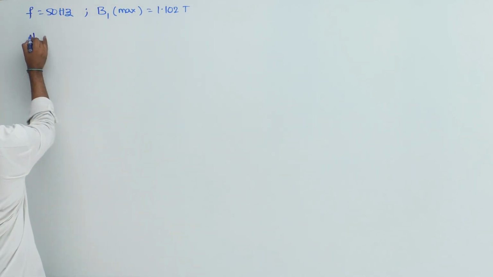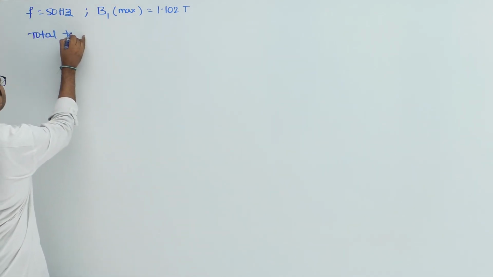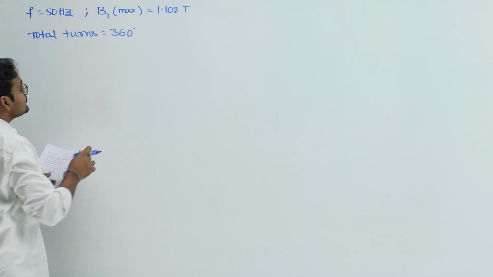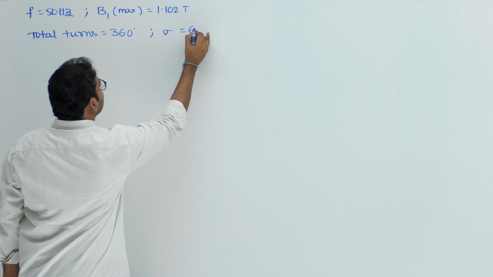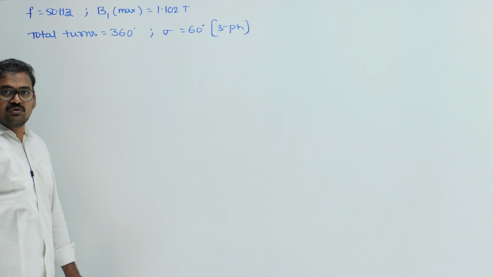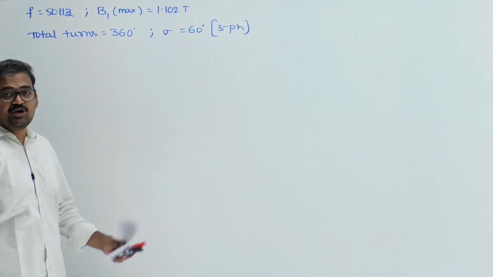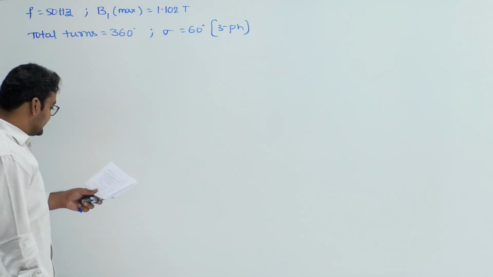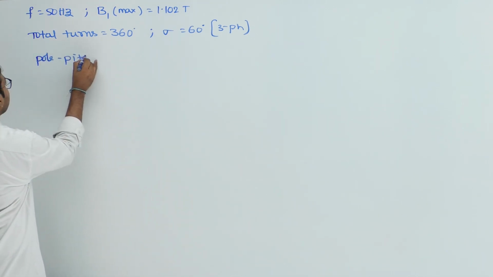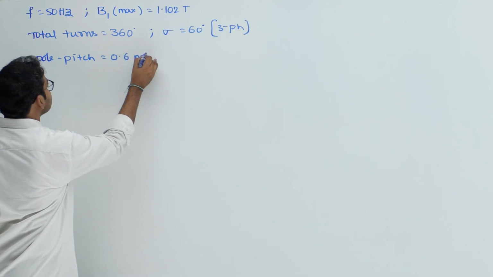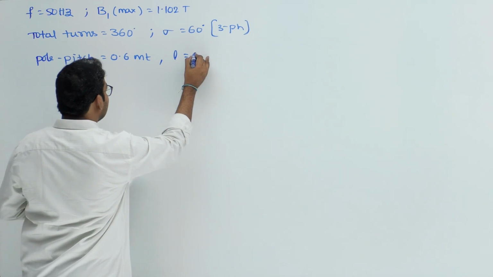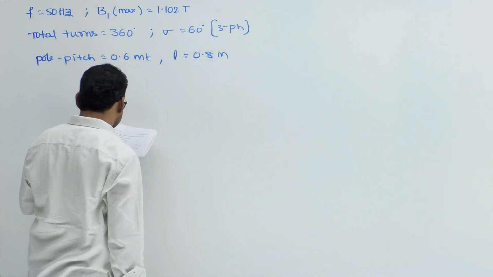Total turns 360. Next, phase spread 60 degrees. Phase spread 60 degrees means definitely it is a 3-phase winding. Suppose if phase spread is 90, 2-phase, 180 single phase. Next, pole pitch 0.6 meters. Stator length, that is indirectly the axial length, is equal to 0.8 meters.